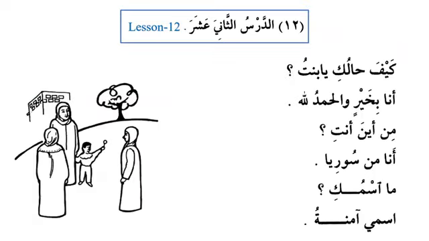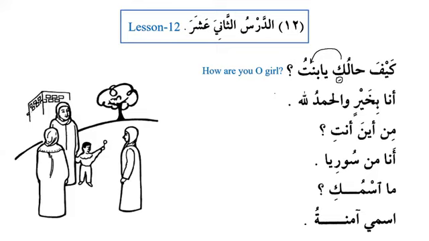الدرس الثاني عشر, lesson number 12. كيف حالك يا بنت. Now, as we can see, we are addressing the girl. So what do we say? كيف حالك, with kasra over here. كيف حالك يا بنت, how are you, oh girl.